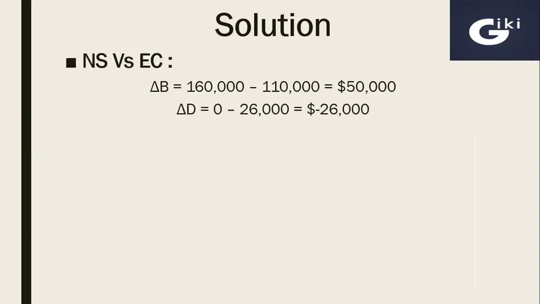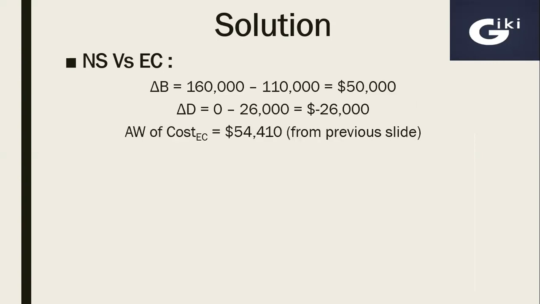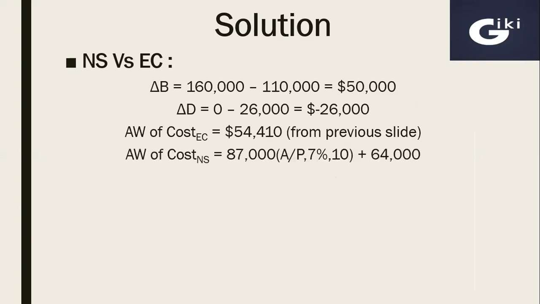You can see incremental benefit is 50,000 and incremental disbenefit is minus 26,000 because new sensor does not have any disbenefit. Now we can calculate annual worth or equivalent total cost for extra cameras that we calculated in the previous slide, and the amount we used here, 54,410, is from the previous slide.